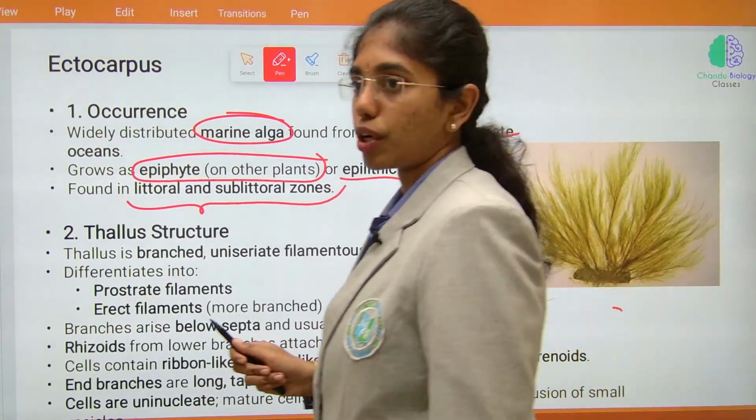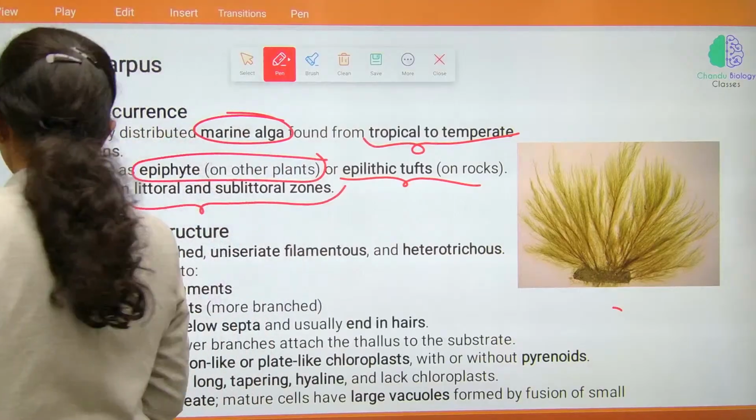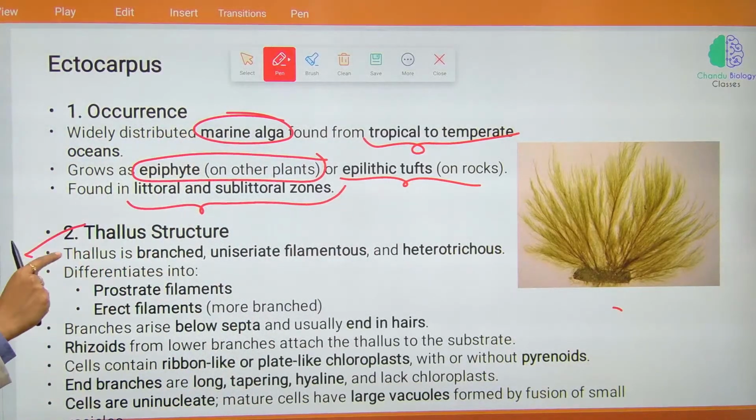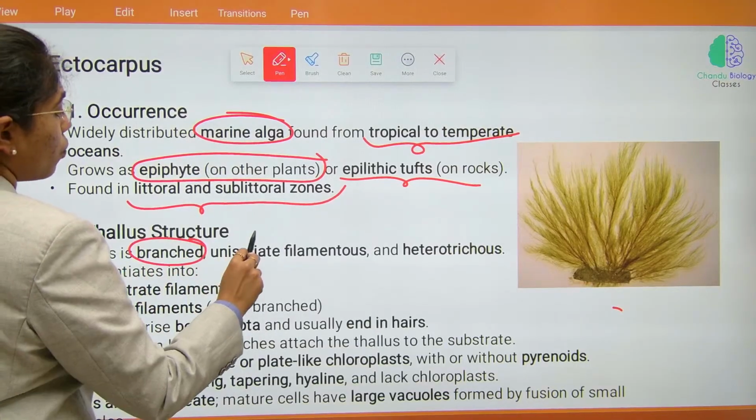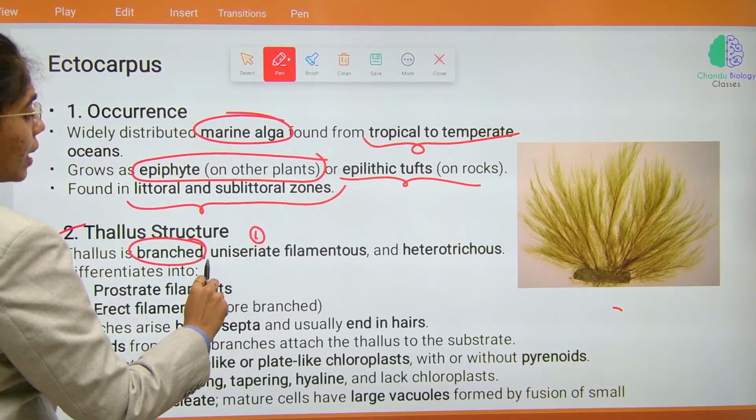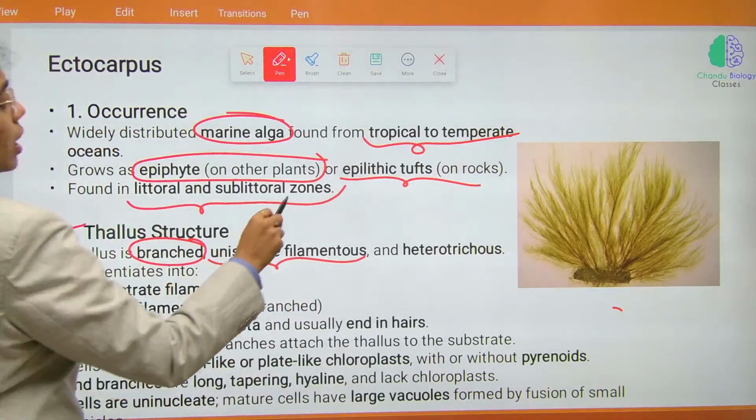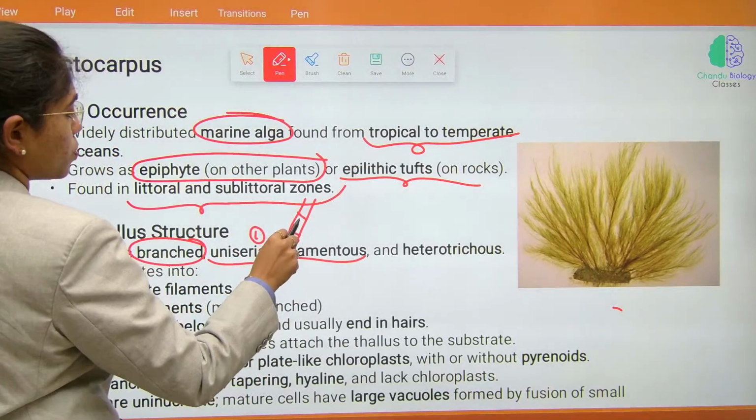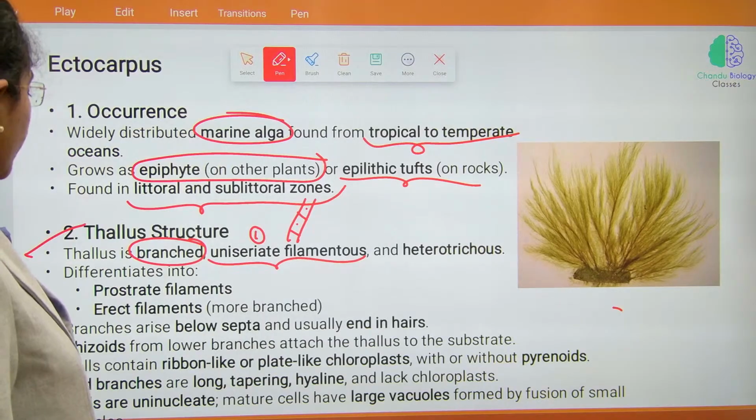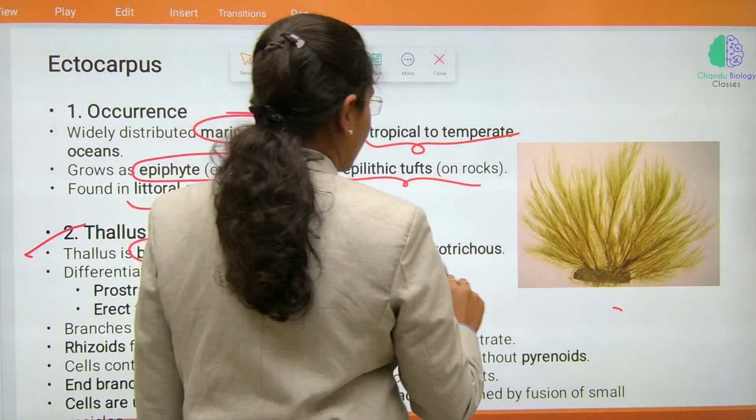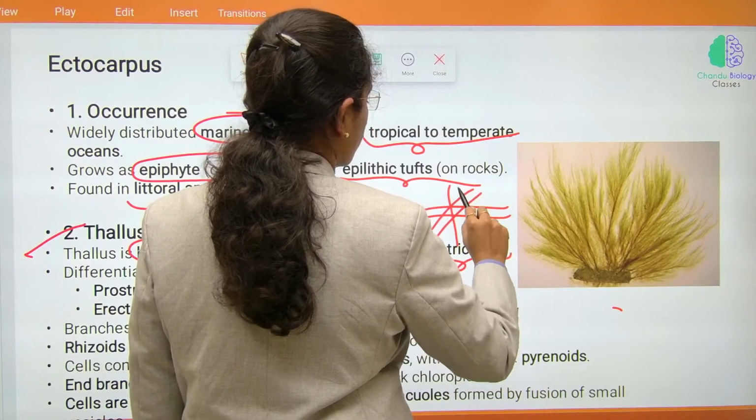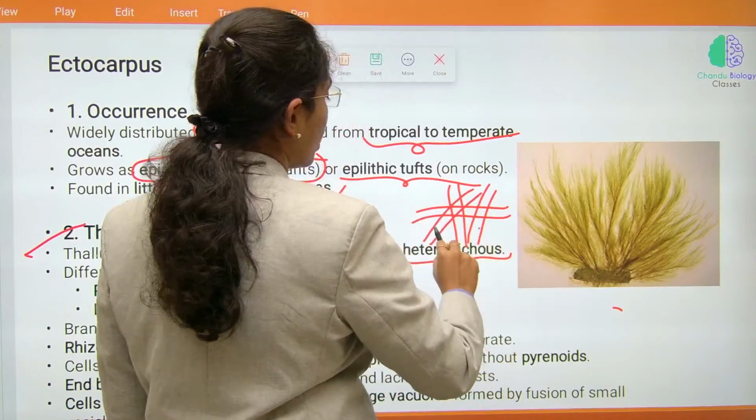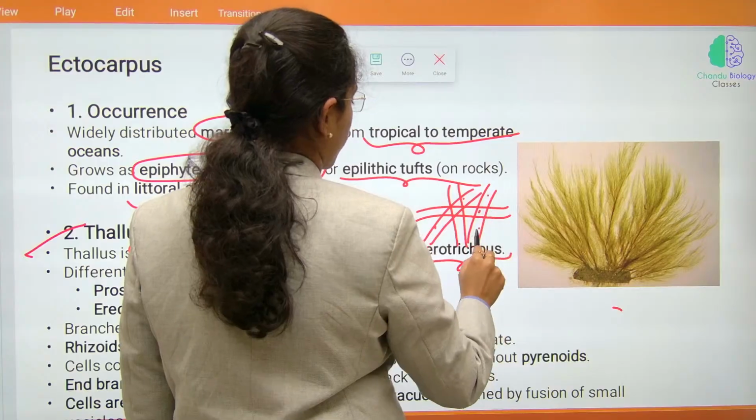Thallus structure. What is the thallus structure over here? The thallus is branched, and we can see two types of branching. One is filamentous branching, where a single filament with a single row is present, and the next is heterotrichous branching, which we can also call multiseriate branching.